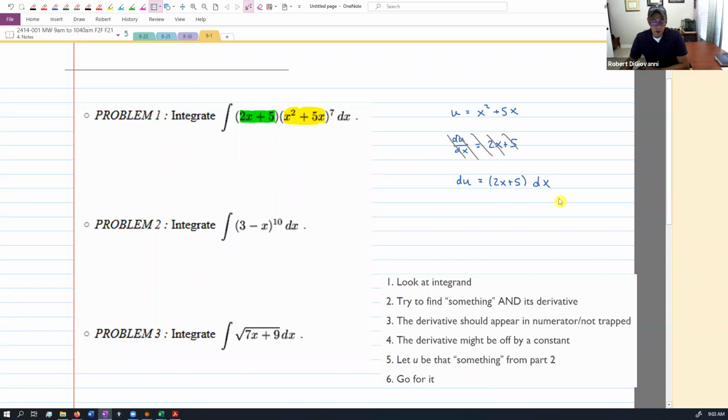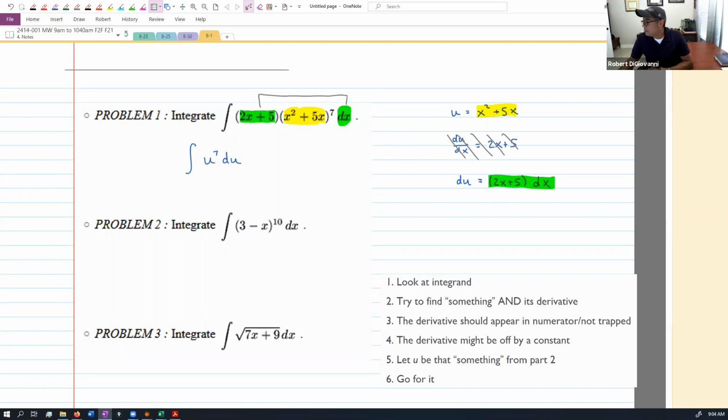Okay, so now we play this little matching game. Remember that on the original problem, this dx is actually included as part of the 2x plus 5. So 2x plus 5 dx is what makes up this part. So that's going to be replaced with du. And then the yellow part there, x squared plus 5x, will be replaced with u. So we can just rewrite this whole integral as the yellow part to the 7th power, so u to the 7th, and then the entire green part becomes the du. And now we just need to know the antiderivative of this.